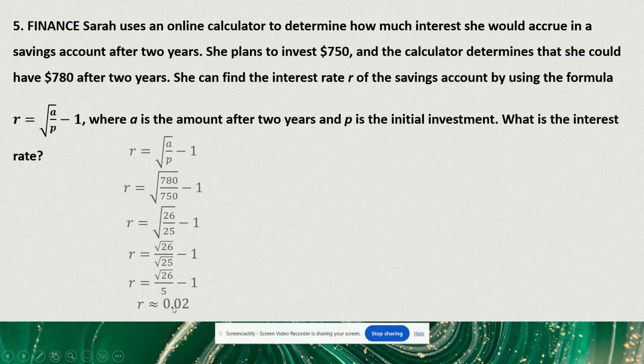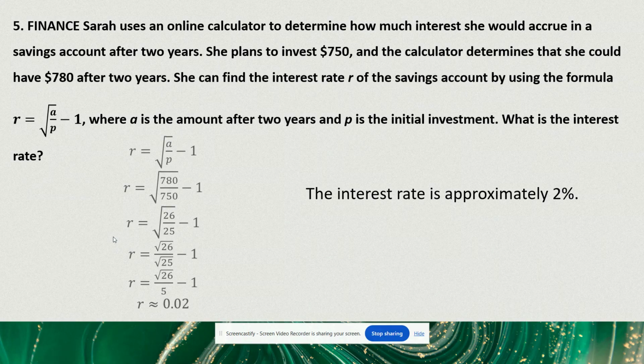Well, R is about equal to 0.02. Remember, interest rates are usually given in percentages. So hopefully maybe we remember how to convert this decimal to a percentage. We do it by multiplying by 100 to get the percent. So this decimal is actually going to move 2 spots to the right, giving me an interest rate of approximately 2%. Okay, so that's kind of a neat way to look at how we can use radicals and formulas in the real world and simplifying them in order to find things like interest rates and whatnot.